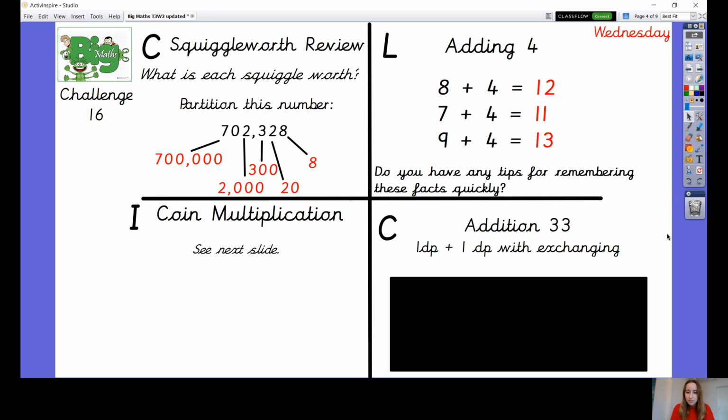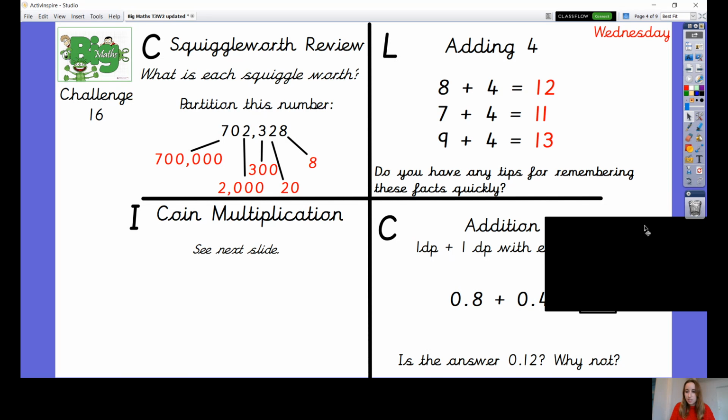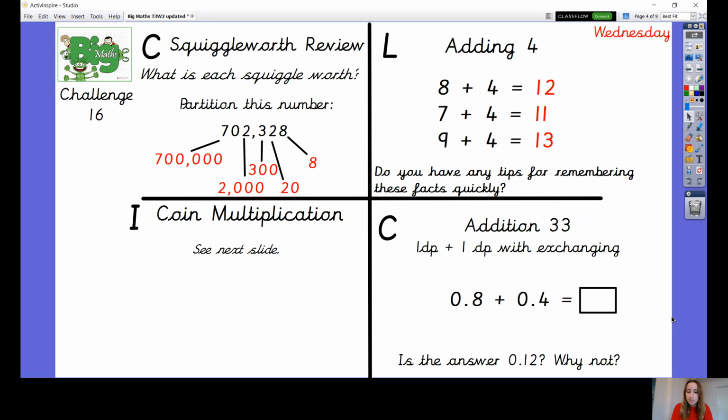And our last CLIC skill today is our calculation skill, which is all to do with adding decimals this week. So it's the same skill as yesterday, but with different numbers. So today I am adding 0.8 and 0.4. There's a question at the bottom there that says, is the answer 0.12? Why not? So that why not suggests it's probably not 0.12, but why not? Why might some people think it was 0.12, but it actually isn't?